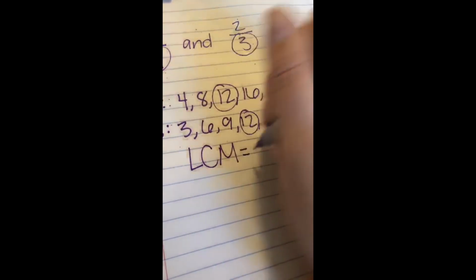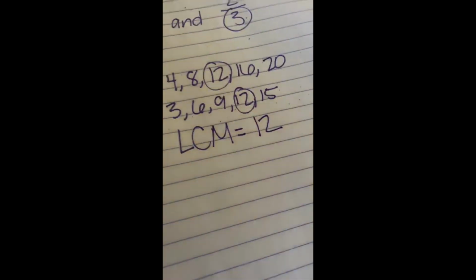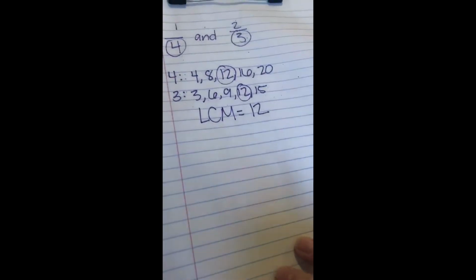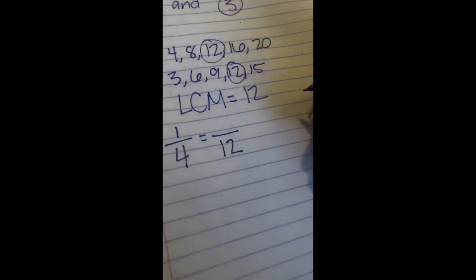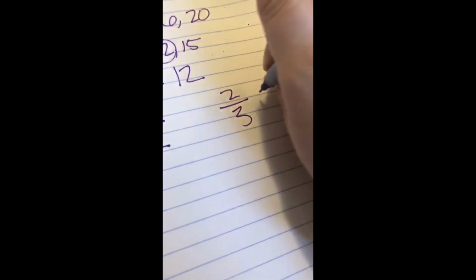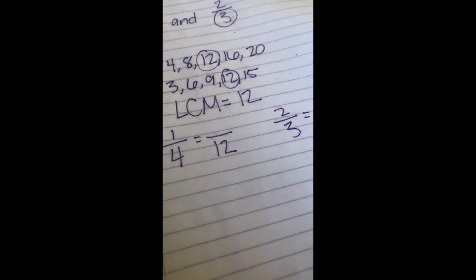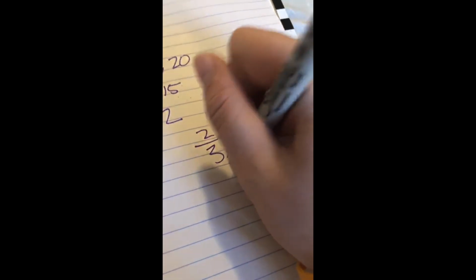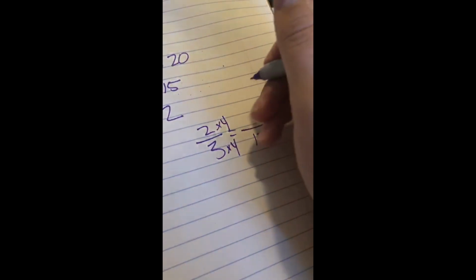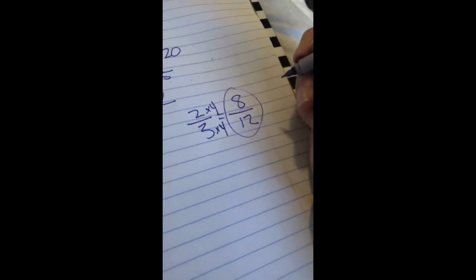So for this problem, my LCM, or my least common multiple, would be 12, which means that's going to become my common denominator, a denominator they have that's the same. So I would do 1/4 equals something over 12. Same thing with 2/3 equals something over 12. So 4 times what gives me 12, which is 3. So I'm going to multiply the top by 3. So I'd have 3/12. And then 3 times 4 gets me 12, so same thing to the top. 2 times 4 gives me 8. So I'd get 8/12.